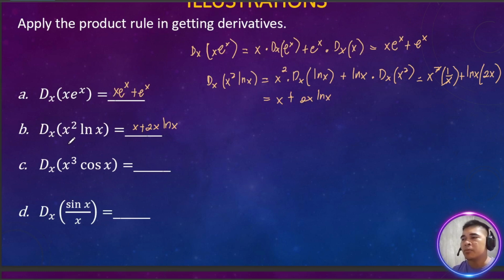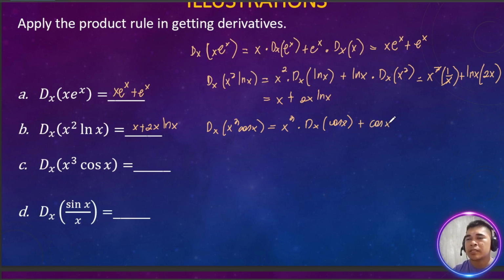Next, derivative of x cubed times cosine x. So, dx of x cubed cosine x is equal to, copy first x cubed, then find the derivative of cosine x, plus copy cosine x, then times the derivative of x cubed. So, that's the pattern. Simple lang. Then x cubed: what is the derivative of cosine x? That is negative sine x based on our theorem. Plus cosine x. Now, what is the derivative of x cubed? That is the power rule. We have 3x to the power of 3 minus 1, 2.